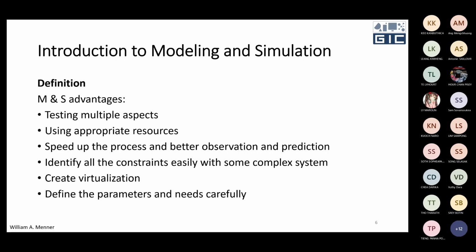And for the last line, define the parameter and need it carefully. It's the same as the third and the fourth ones. When you can model something and you know every aspect inside your model, the input, some parameter, some constant in your system, you can define clearly what is the input for the current environment that you set for your systems.